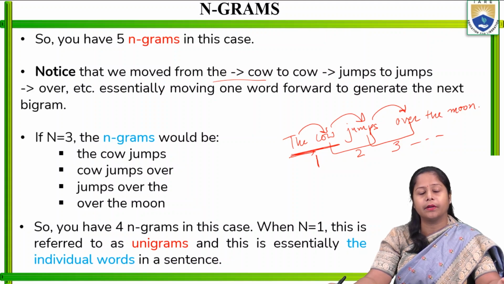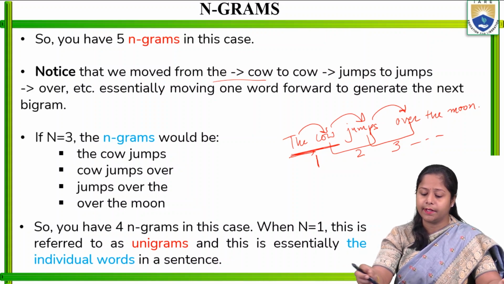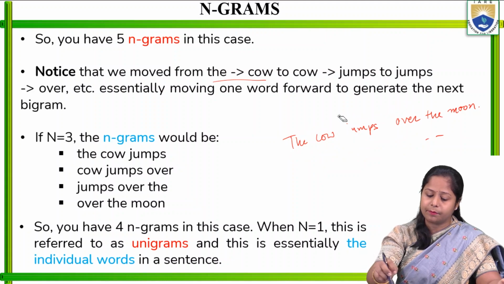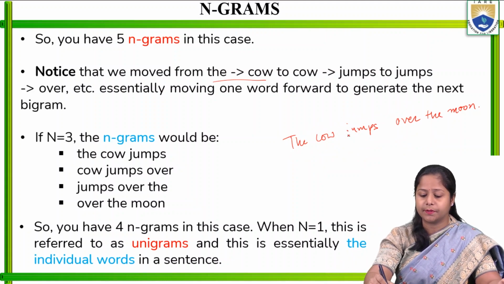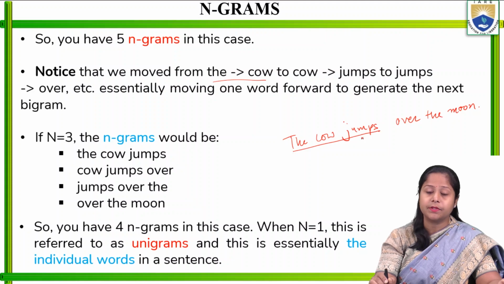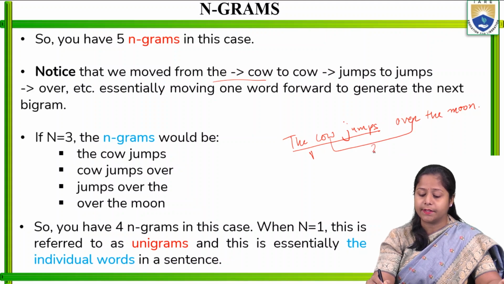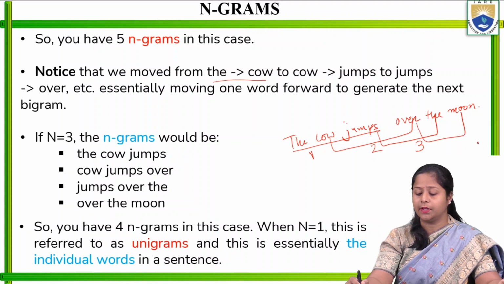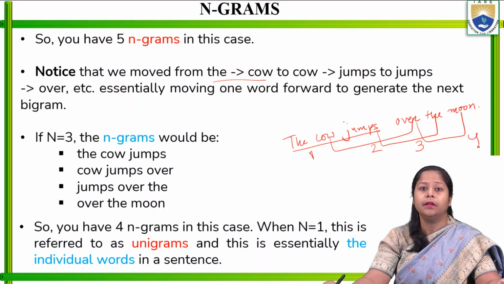Now if I talk about n equal to 3, combining trigrams or 3-grams, how many can occur in this same sentence, the cow jumps over the moon? How many n-grams can be extracted? The cow jumps is the first trigram, cow jumps over is the second, jumps over the is the third, and over the moon. So there can be a maximum of 4 n-grams in this particular sentence.